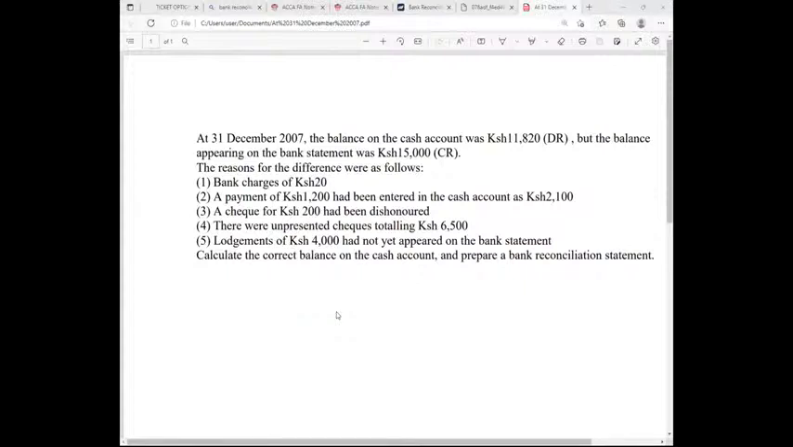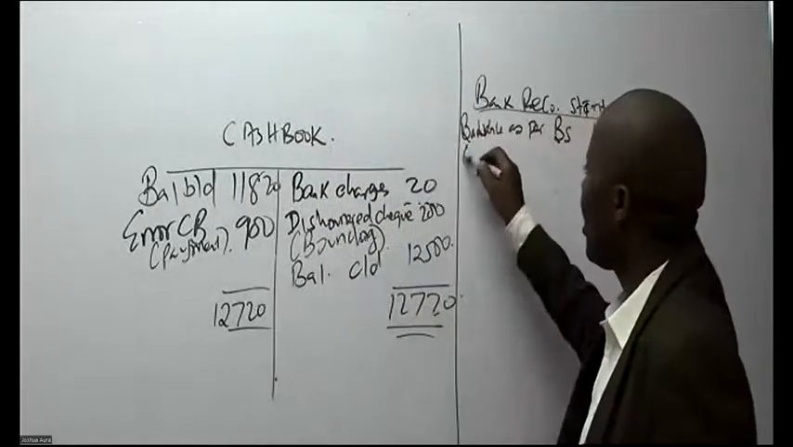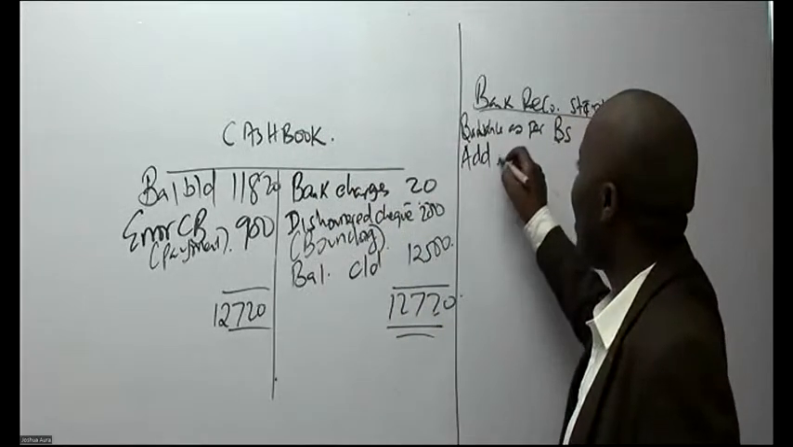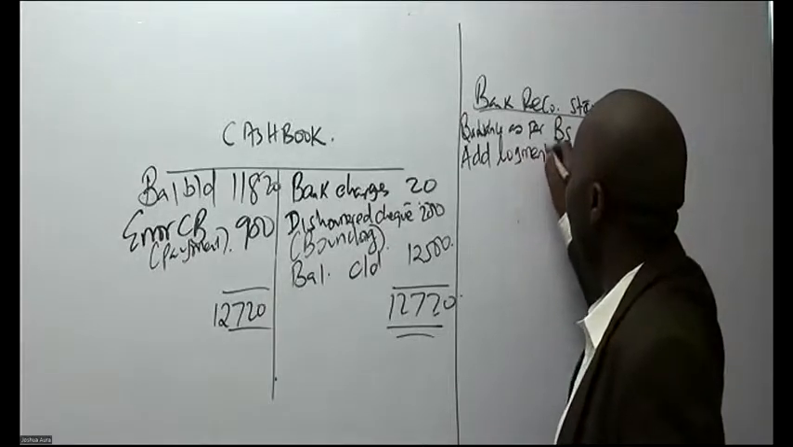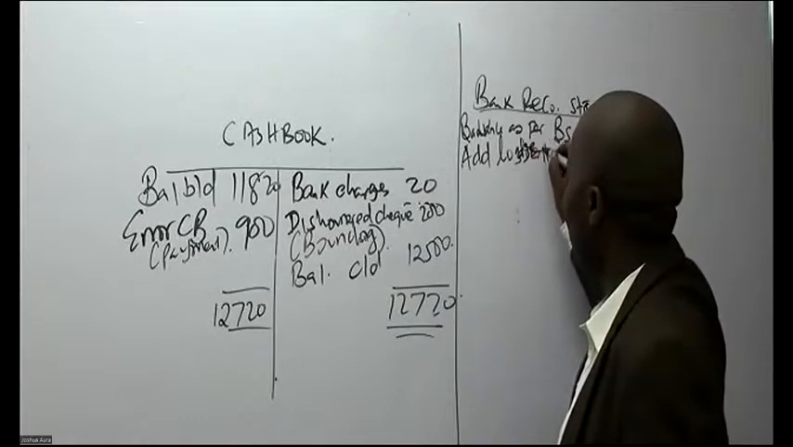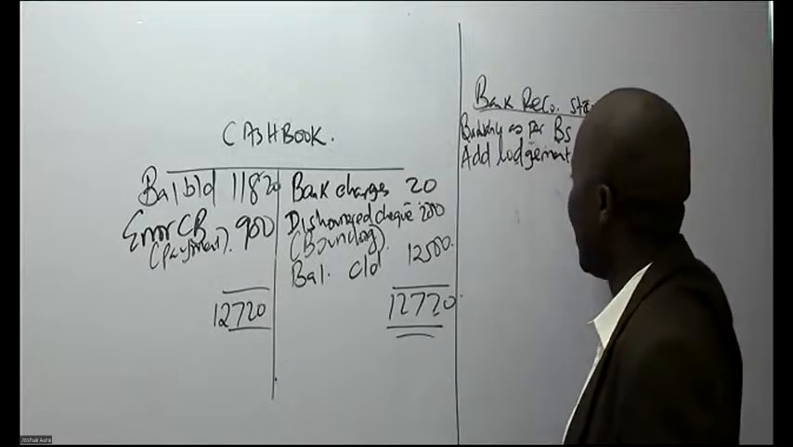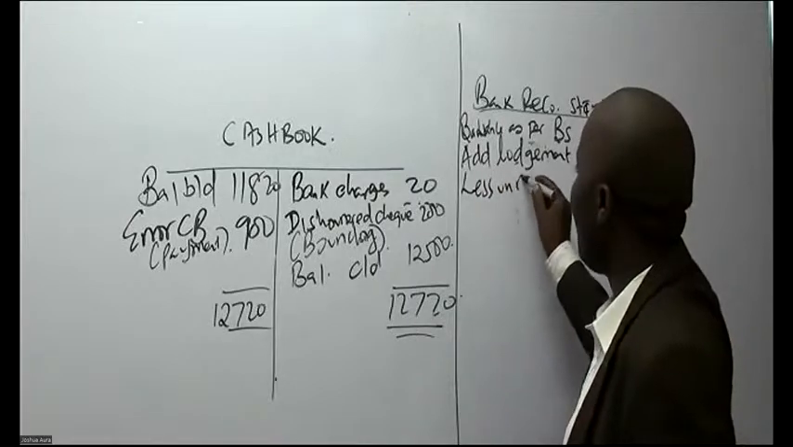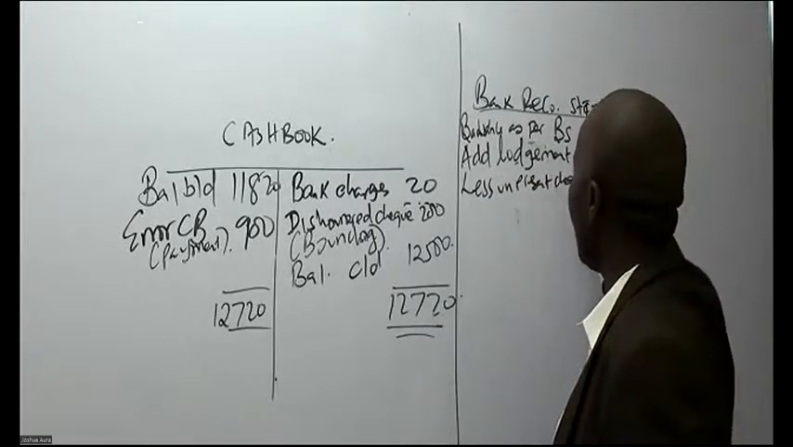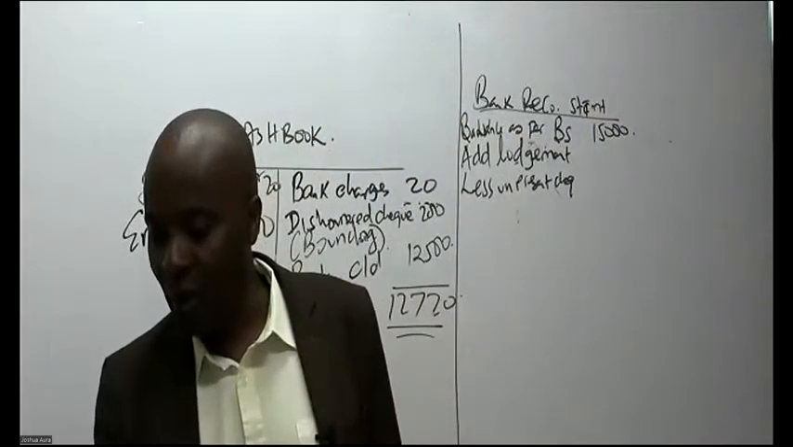15,000. Now, ladies and gentlemen, after that, the next thing I'm supposed to do, once I have this figure, I know straight away what I should be thinking about. I'll come here and add any unrecorded lodgements. Any unrecorded lodgements will be added here, and then we less any unpresented checks. Have they given us lodgements, ladies and gentlemen?